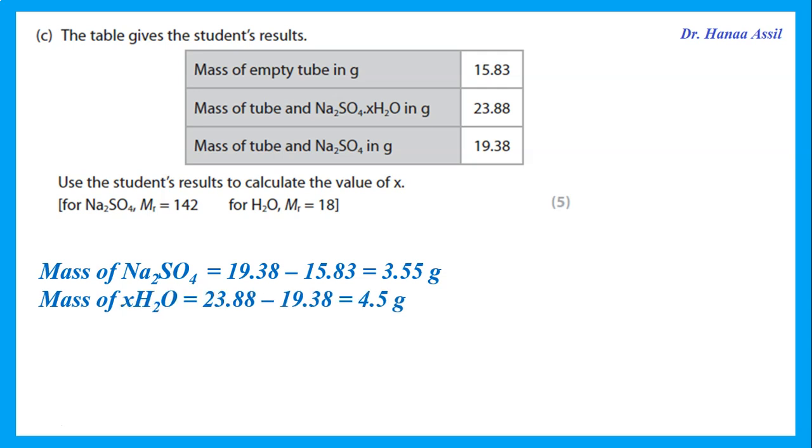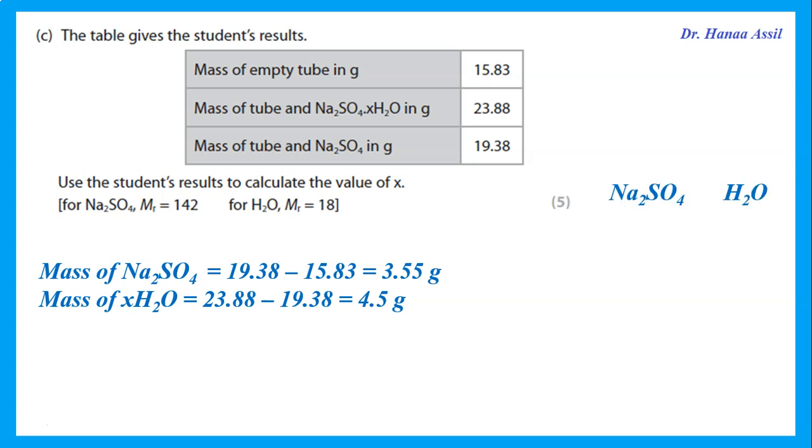We also need the mass of the water. Now, how do we get the mass of the water? We have the mass of the tube and hydrated sodium sulfate and the mass of the tube and the anhydrous sodium sulfate. So it is 23.88 minus 19.38. This is one method of getting the mass of water.